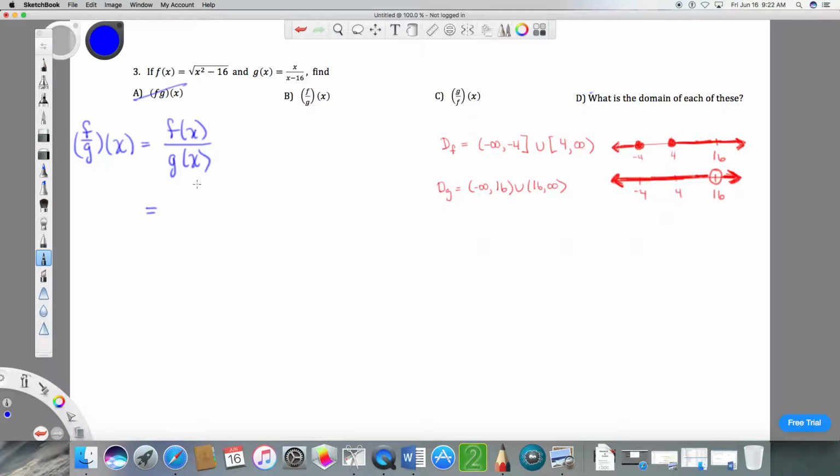So f of x is the numerator, and that's x squared minus 16, and g of x is the denominator. But since this is a complex fraction, I have found that students do better if they write this division using a division symbol like this, instead of using a fraction bar.